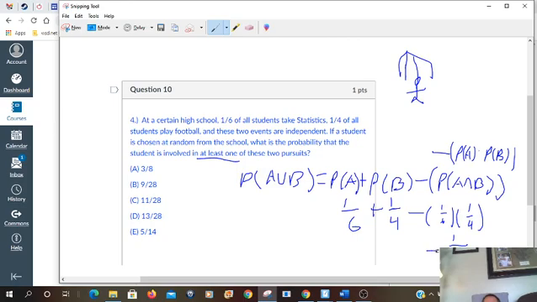Nice. And then you can turn these into 24ths by multiplying the top and bottom by 4, multiplying the top and bottom by 6, and now we have a common denominator, right? So we have 4/24 plus 6/24 minus 1/24. And so 4 plus 6 is 10, and 10 minus 1 is 9. So we get 9/24. We got to figure out what that reduces to, right?